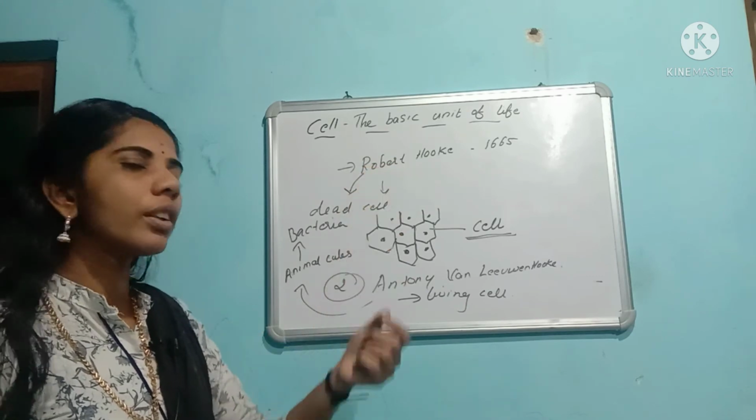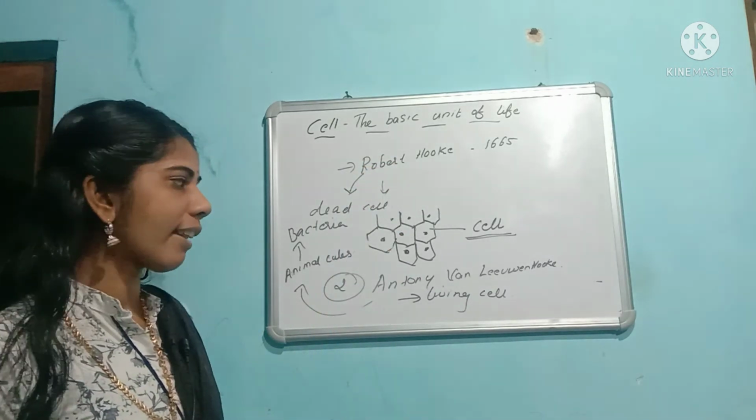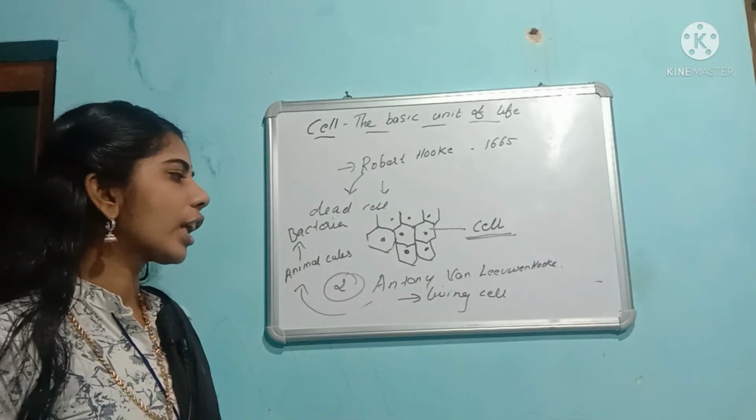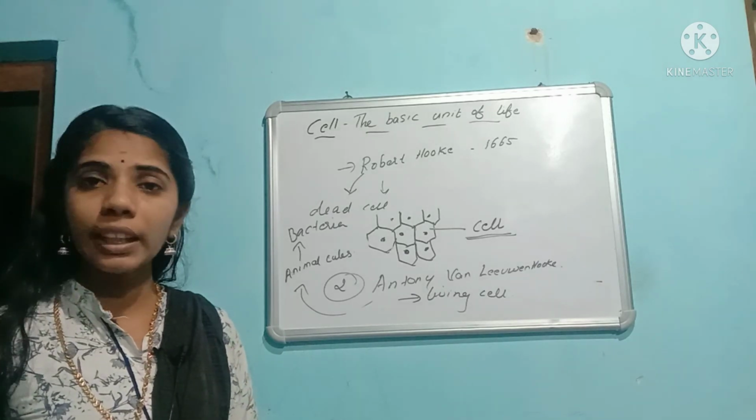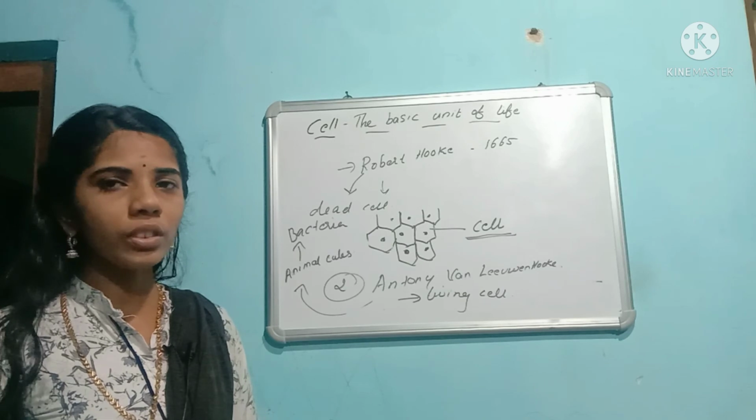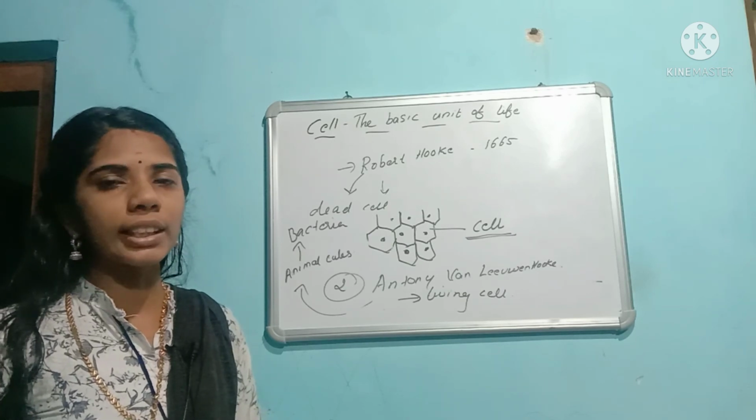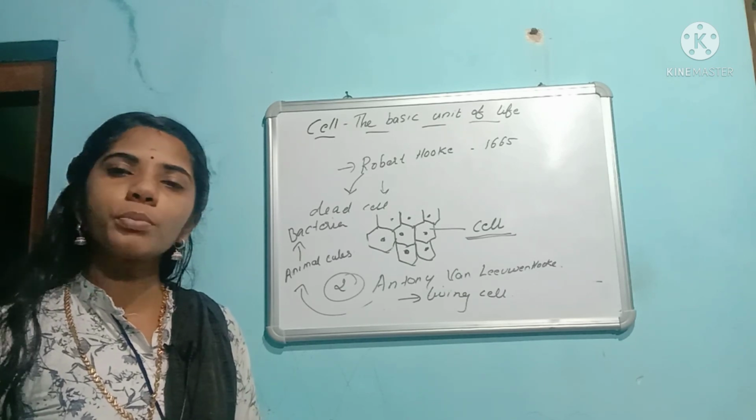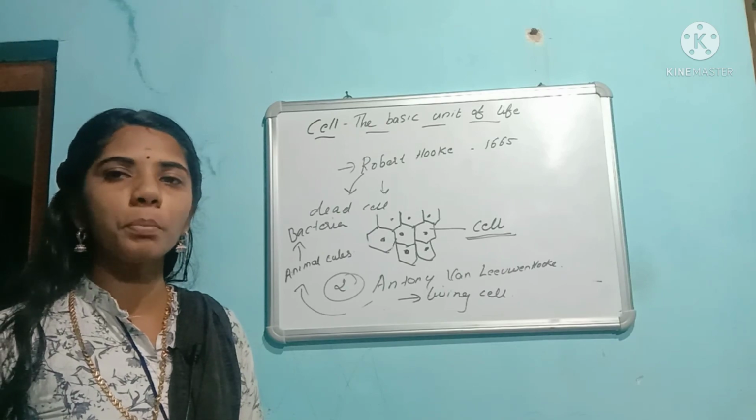Robert Hooke discovered the cell for the first time. Antony von Leeuwenhoek observed the living cell for the first time. Is it clear now? Now we are going to discuss another topic, observation of the cell under the microscope.